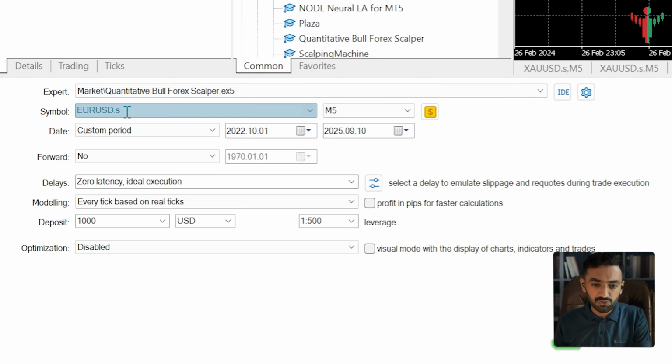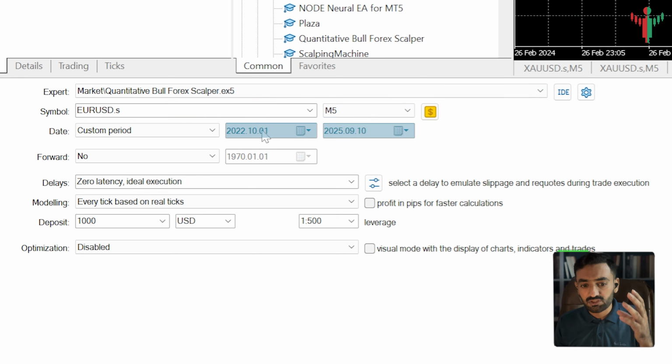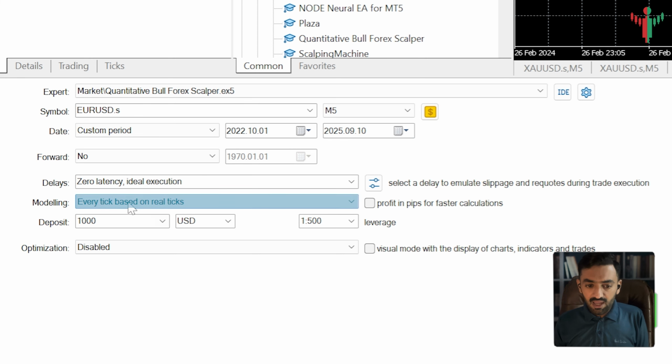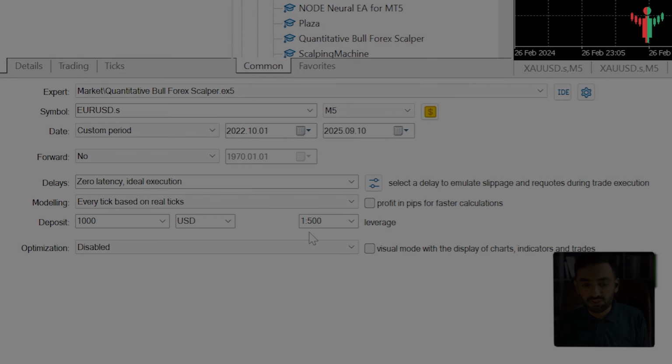I already have done its optimization process. So let's move to my screen. Here on the screen, you can see I have selected the Bull Forex Scalper. Here is EURUSD on the 5-minute time frame and the last 3 years of history. And I'm using the modeling every tick based on real ticks with a deposit of $1,000 and the leverage is 1 to 500. Almost all brokers offer this leverage.